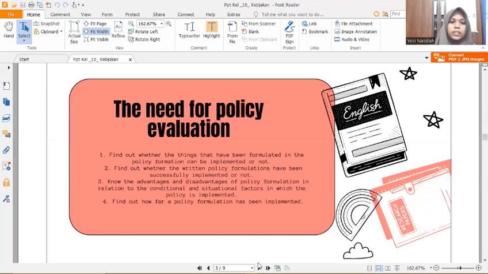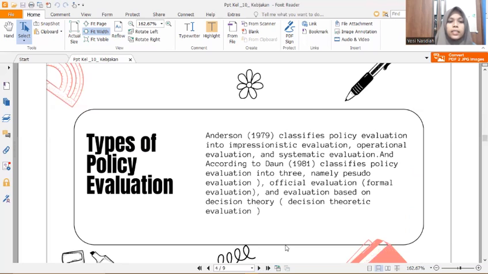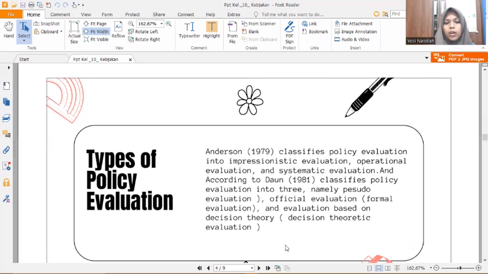The next point is the types of policy evaluation. Anderson classifies policy evaluation into implementation evaluation, operational evaluation, and systematic evaluation. And according to Dunn, the classification of policy evaluation is into three, namely pseudo evaluation, official evaluation or formal evaluation, and evaluation based on decision theory, or decision theoretic evaluation.